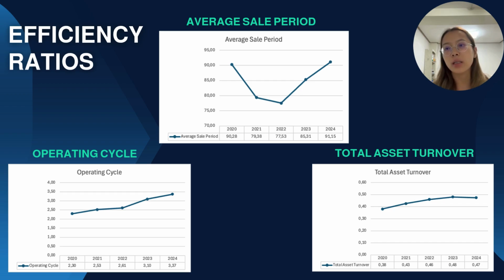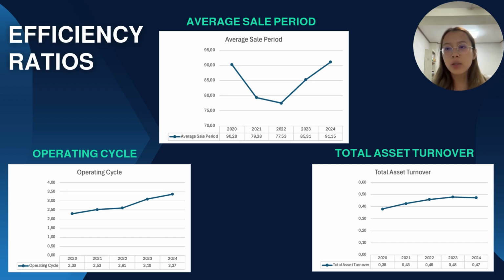Next is operating cycle. It combines the collection and sale period, measuring how long it takes to convert investment in inventory into cash from sales. Coca-Cola's operating cycle lengthened steadily from 2.30 in 2020 to 3.37 in 2024, indicating that the company is taking more time to turn its investment in inventory and receivables into cash. This prolonged cycle may reflect longer periods to collect receivables or slower inventory turnover, which could strain short-term liquidity and impact cash flow management if not offset by strong operating cash inflow.